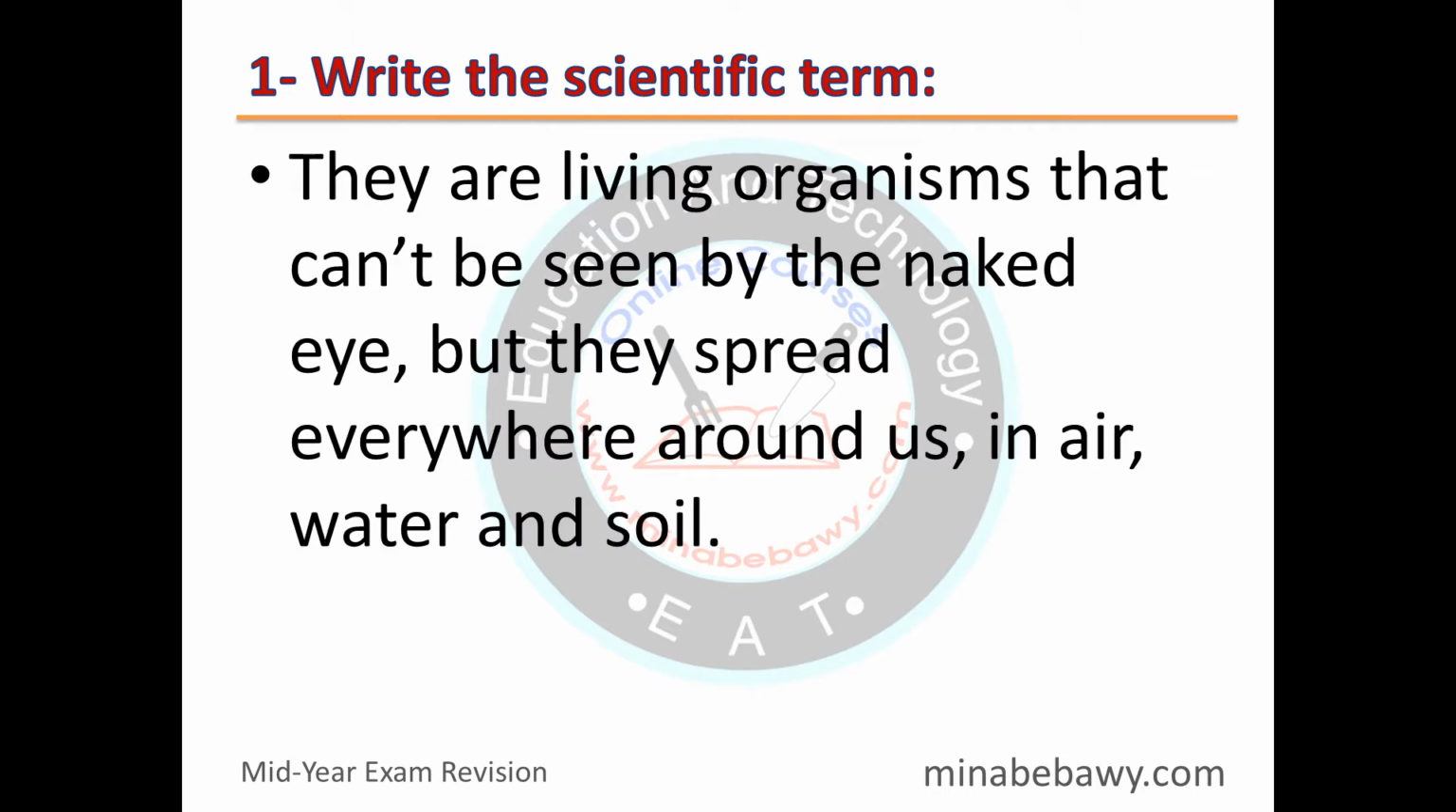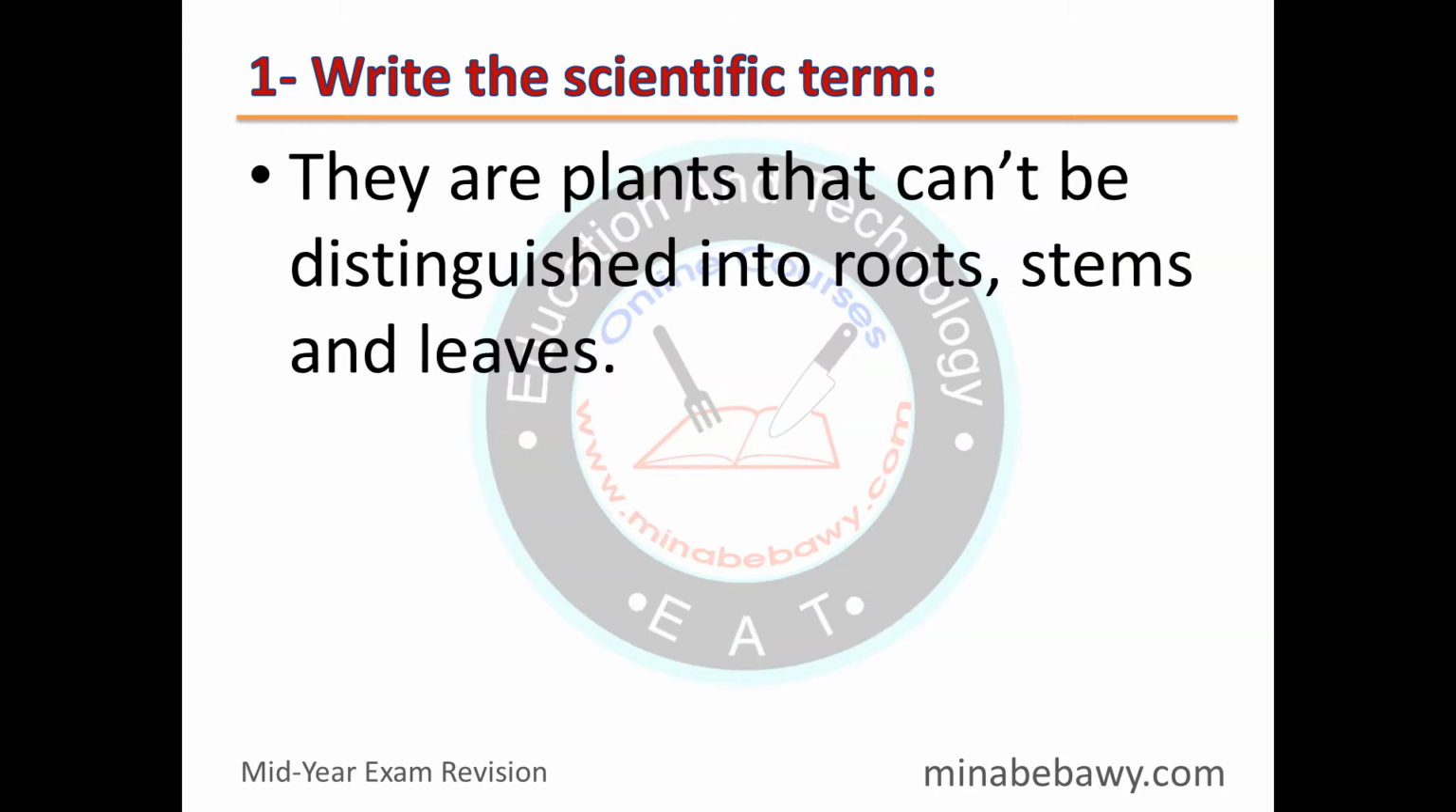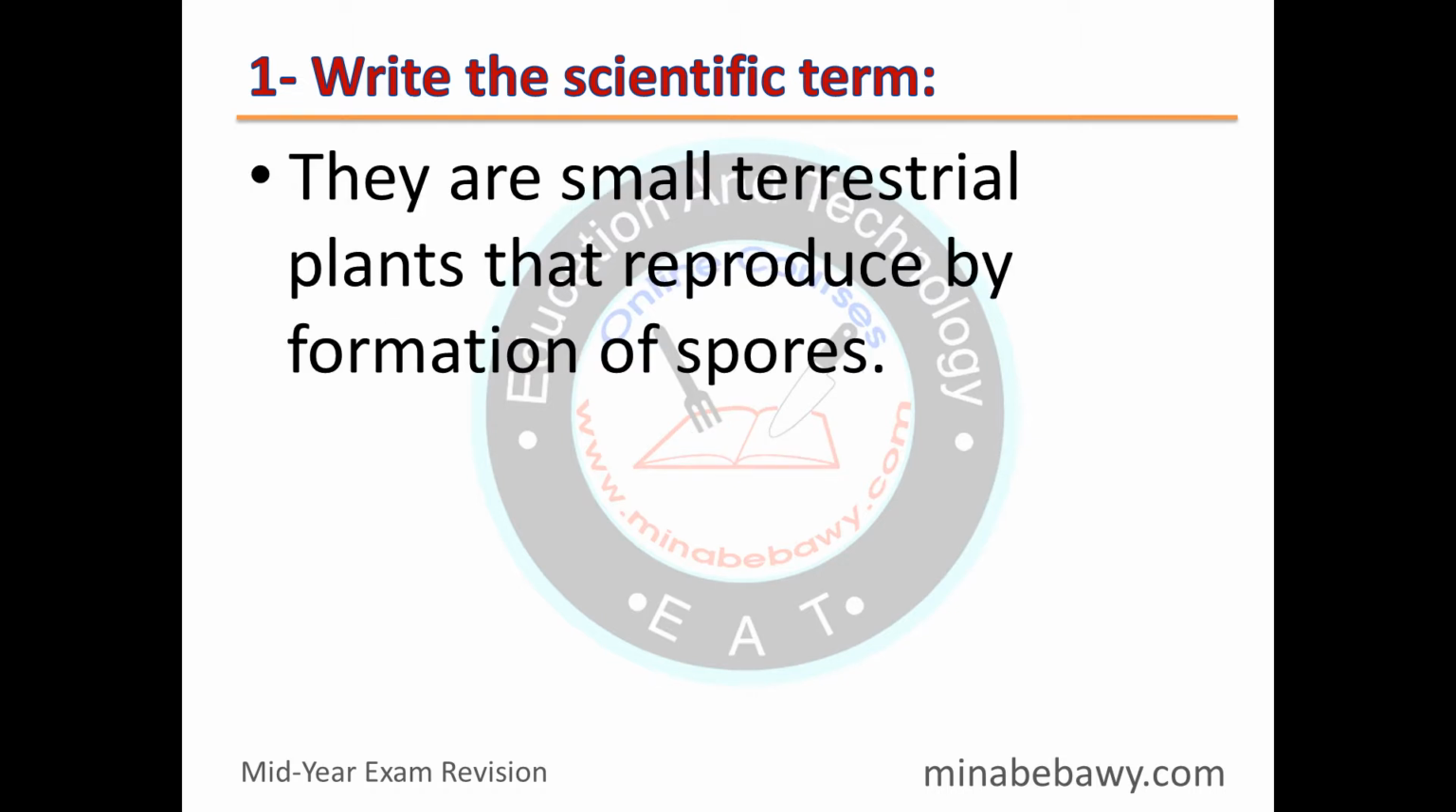They are living organisms that can't be seen by the naked eye, but they spread everywhere around us in air, water, and soil. Microorganisms. They are plants that can't be distinguished into roots, stems, and leaves. Algae. They are small terrestrial plants that reproduce by formation of spores. Ferns.